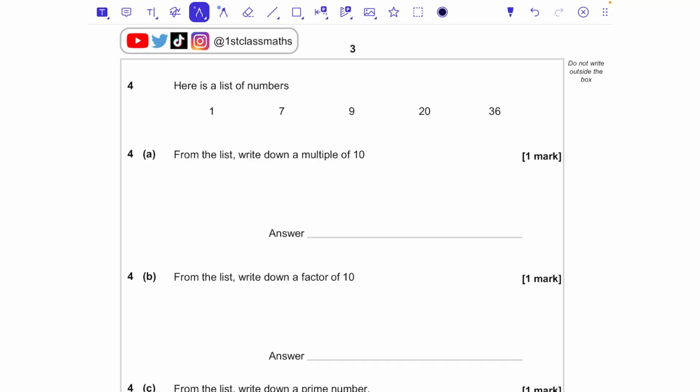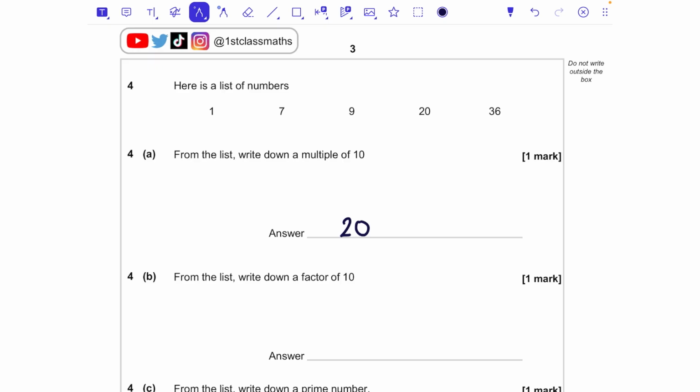Question number 4, here is a list of numbers, 1, 7, 9, 20, 36. From the list, write down a multiple of 10. A multiple of 10 is a number in the 10 times table, so we're going to say 20 as our answer there. Remember, 1 and 10 and 2 and 5, they are factors of 10. They're not multiples of 10. Multiples, you're looking for a number in its times table.